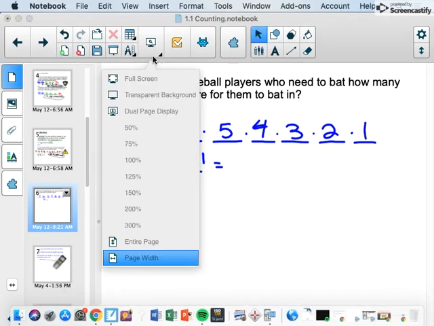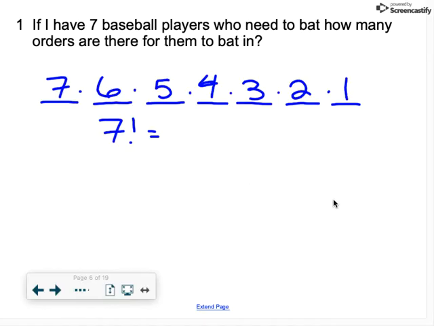Sorry, class, that last one got cut off here. So, right, we were finishing up this problem. We do 7 factorial, and we get an answer of 5,040.